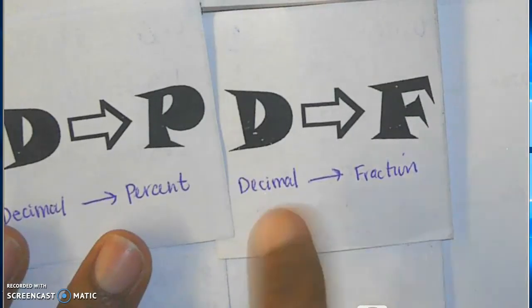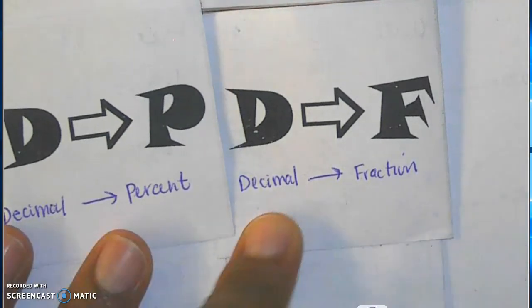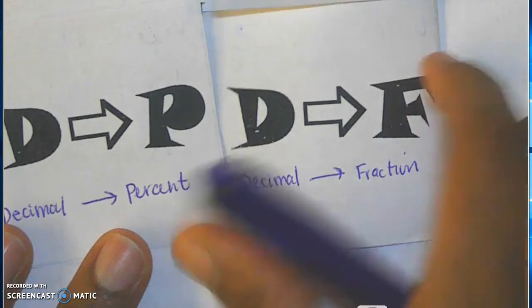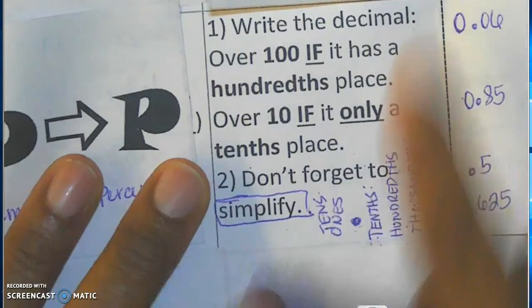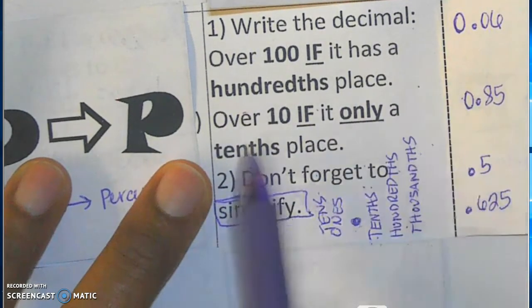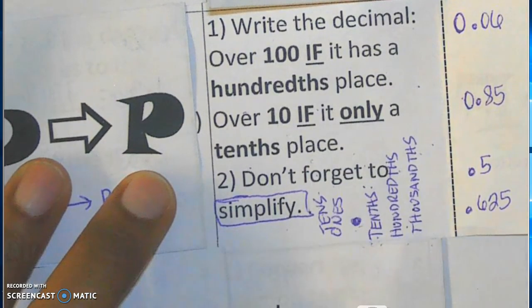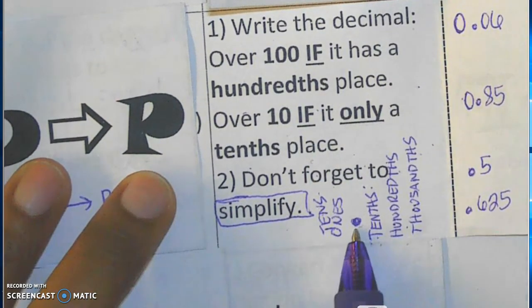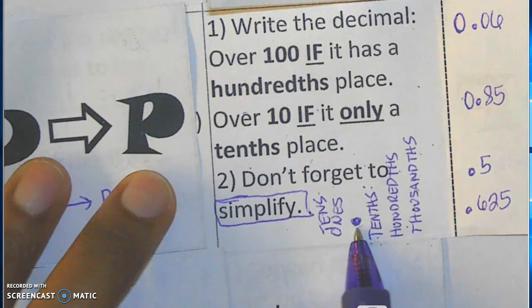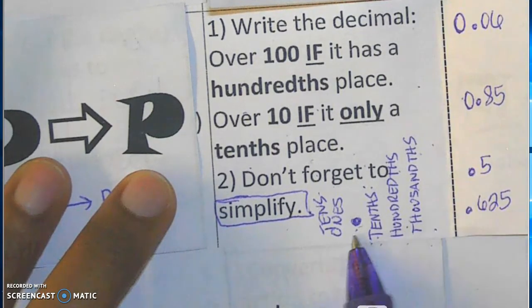How do I change a decimal to a fraction? This is what our homework is going to be focusing on tonight. To change a decimal to a fraction, you write the decimal over 100 if it has a hundredths place, over 10 if it only has a tenths place, and always remember to simplify. So here I made a little note of decimal place value. The first number behind the decimal is the tenths, the second is the hundredths, and the third is the thousandths. Anything in front of the decimal is our ones, tens, and so forth.